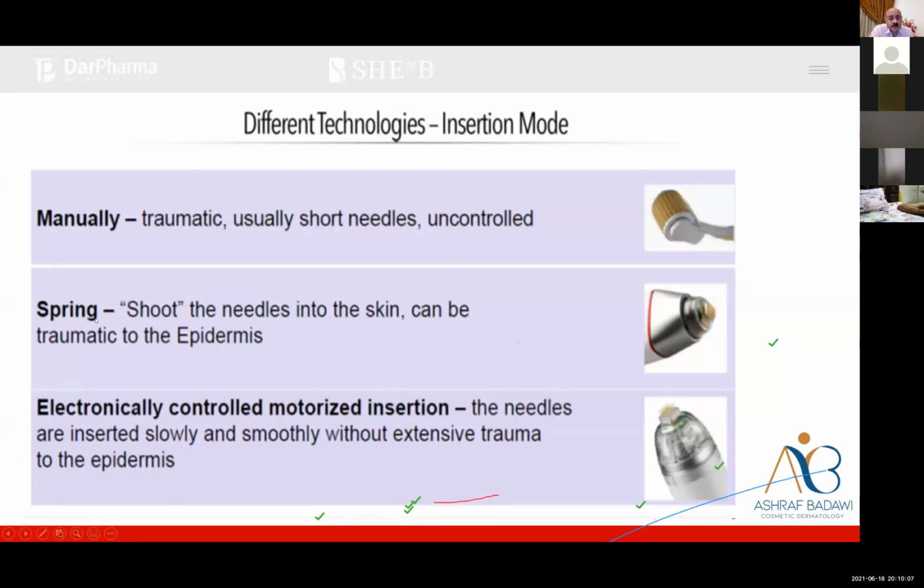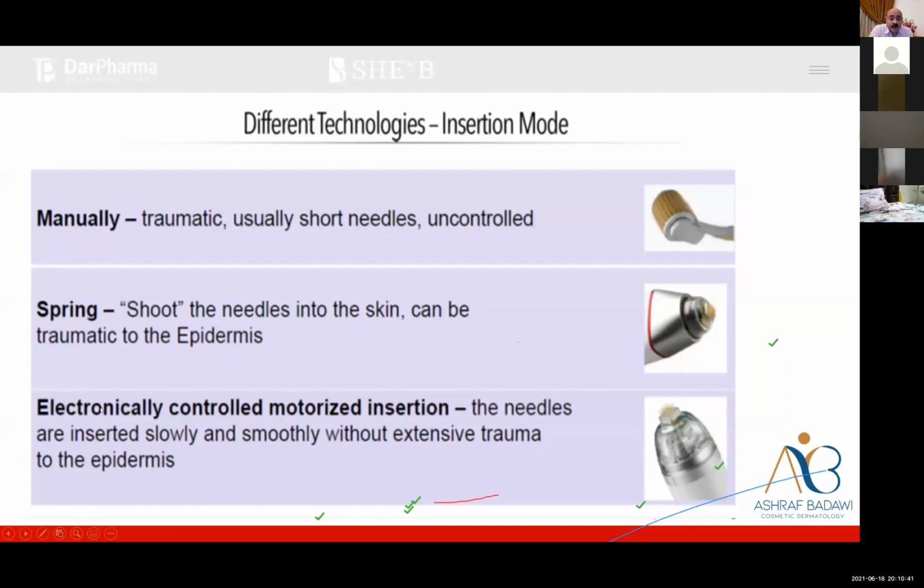Then we have some devices which have a spring. They shoot the needles into the skin, and this is definitely one of the most painful types of insertion, associated with a lot of pain. That's why not all microneedling radiofrequency devices are equal, and they are not all associated with the same degree of pain, although we are talking about the same principles, the same technology, the same procedure, microneedling radiofrequency. But this is much more painful than other types of insertion.